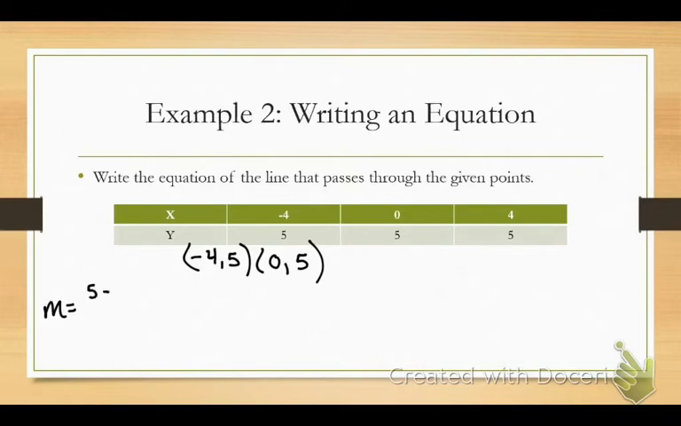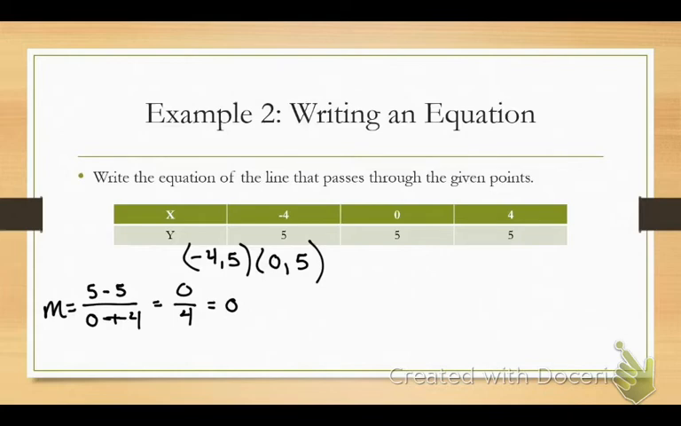Y2 minus Y1, 5 minus 5 over X2 minus X1, 0 minus -4. What's 5 minus 5, guys? Don't you shrug your shoulders. What's 5 minus 5? 0. I'm tired too. You tired? Yeah. Oh, man, I'm tired. All right, 5 minus 5 is 0. 0 plus 4 is 4. Okay, so this is my slope. 0 over 4. Is my slope 0 or undefined? It is 0.